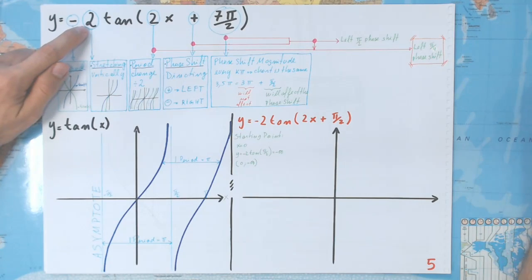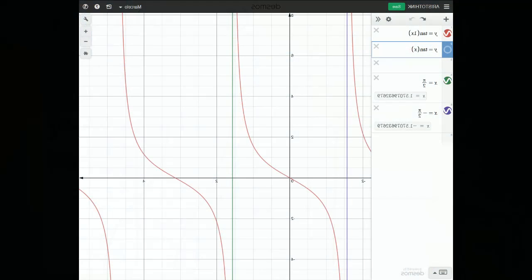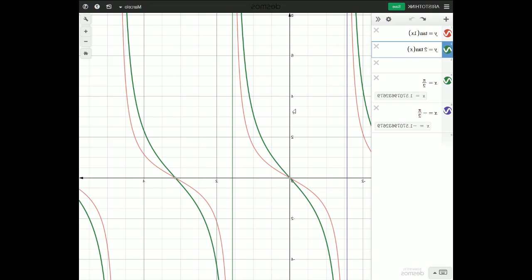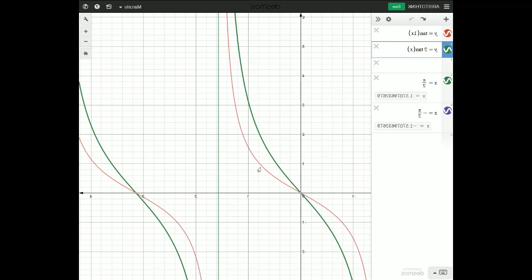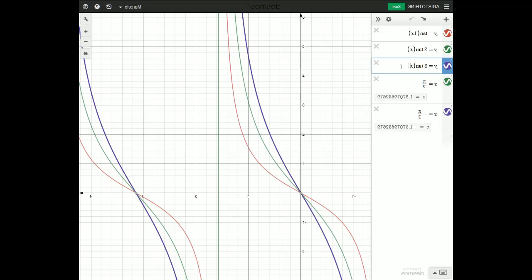Now this two is just stretching, okay? And for that, I would like to go in here because I always like to make things more visual. Or let's just stretch. Now this is the tangent. Let's put a 2 in here. This is going to be our green curve. I'm just stretching. Now y equals maybe 3 tangent of x. You see, going even further.